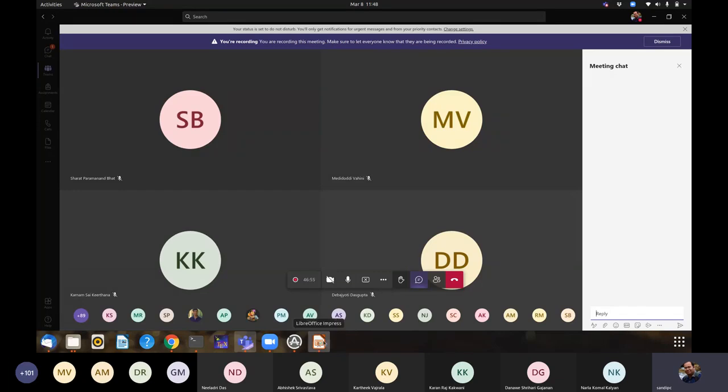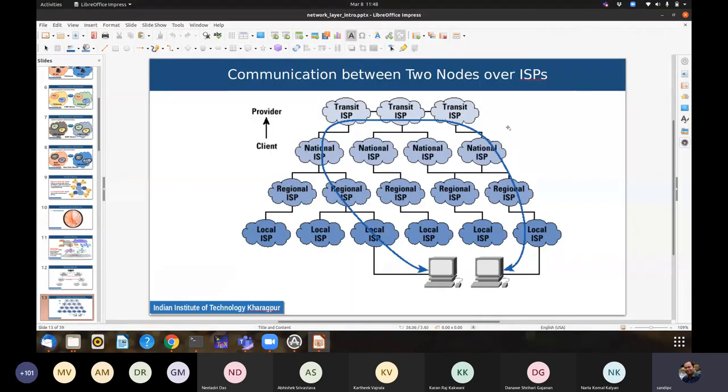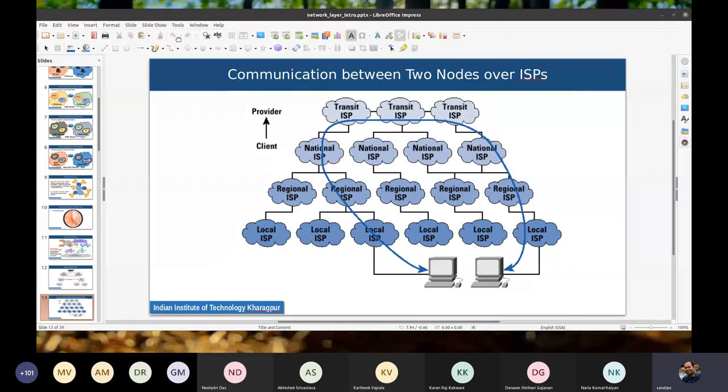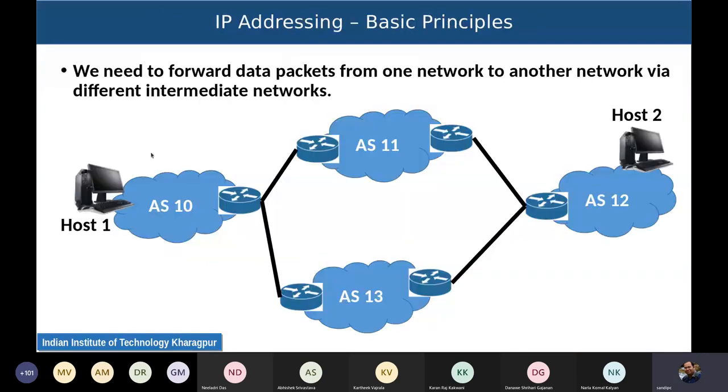So that is, how do we typically provide the IP addressing? Or how the IP addresses are typically being assigned. Now the basic principle of IP addressing is based on the hierarchical principle that we mentioned at the beginning. So our broad objective is to forward the data packet from one network to another network via different intermediate networks.